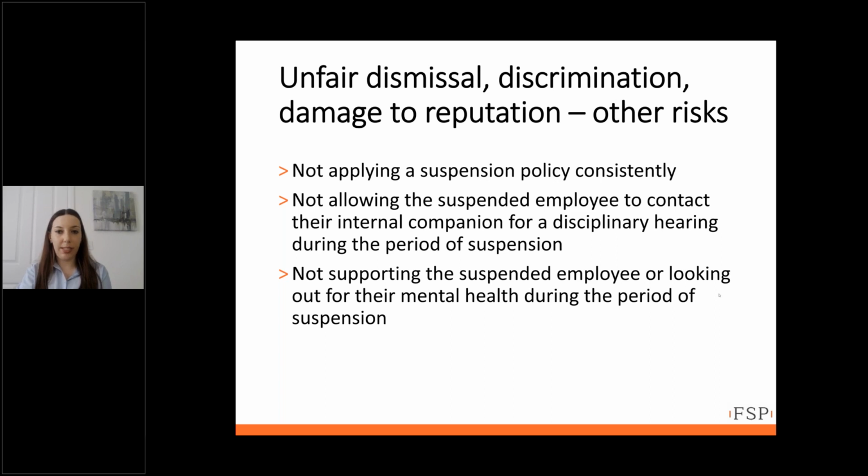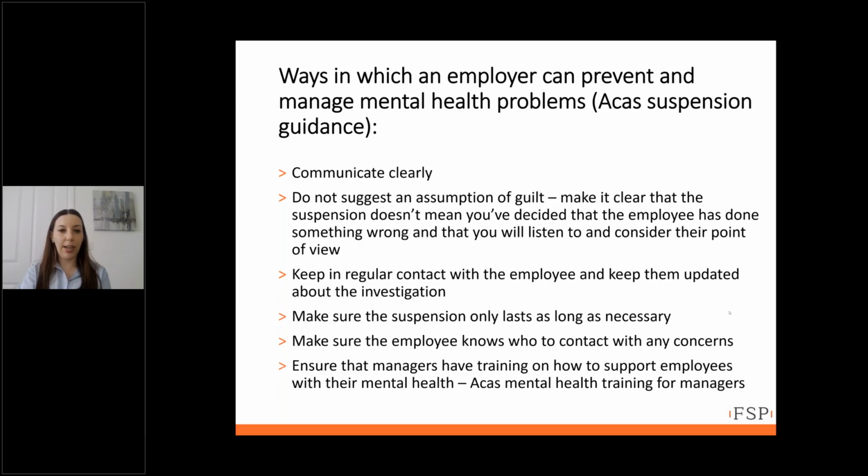And the last example on this slide is something that can increase the risk of both an unfair dismissal and a discrimination claim, really. So it's really important that employers look after an employee's mental health during a period of suspension. And on the next slide, if we move on to that now, I actually have a list of things here that the ACAS suspension guidance says that employers can do to prevent and manage mental health problems for an employee during a period of suspension. And so it says, communicate clearly with the employee when you tell them that they're being suspended and throughout the process.